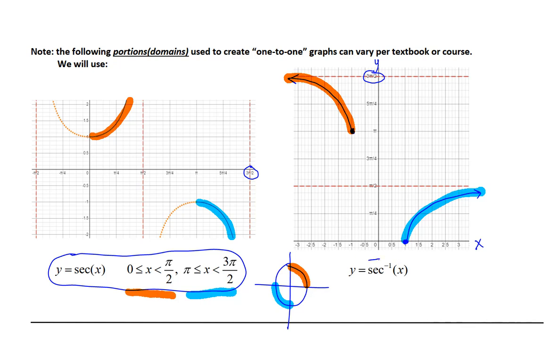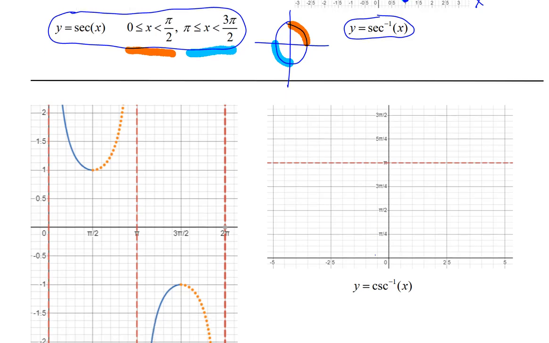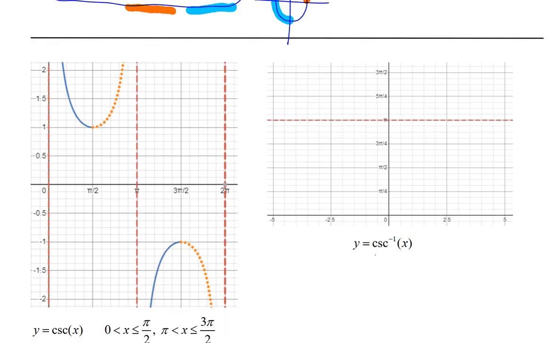So we have y equals secant inverse of x, which of course, yes, you could call arcsecant as well. All right, let's carry on to our next one. This will now be the graph for cosecant.